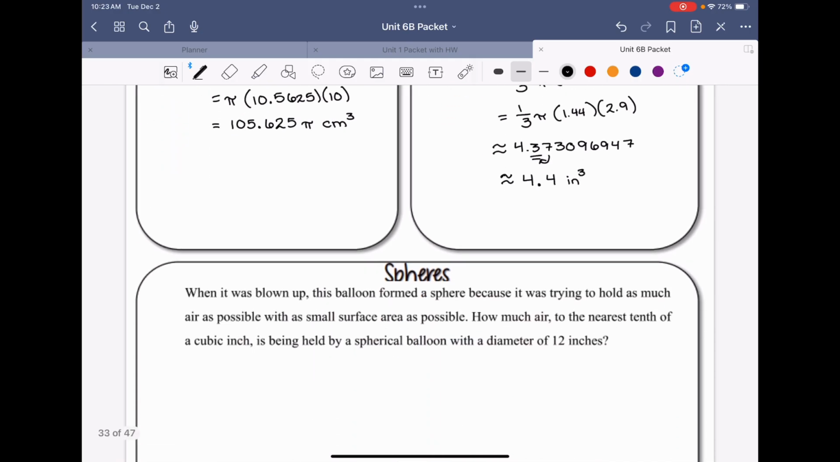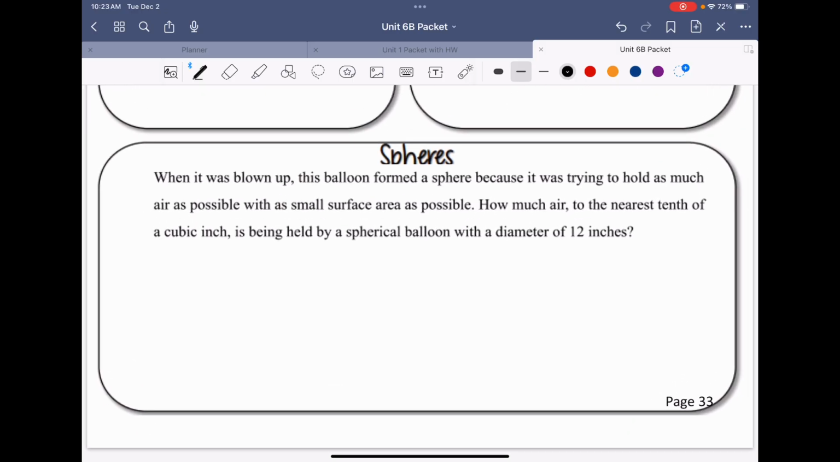Last one will be our sphere. So it says, when it was blown up, the balloon formed a sphere because it was trying to hold as much air as possible with as small surface area as possible. How much air to the nearest tenth of a cubic inch is being held by a spherical balloon with a diameter of 12 inches? So it's asking us to round to the nearest tenth. It wants to know how much air. Well, air would be filling the space inside of this balloon, so that has to do with volume. And it's giving us the diameter of 12 inches. Volume formula for a sphere, V equals 4/3 pi r cubed. Go ahead and try this one on your own, so pause the video, and when you're all set, unpause and check.